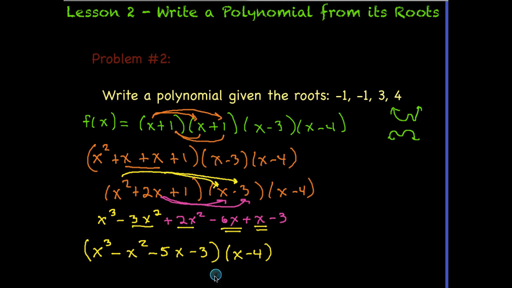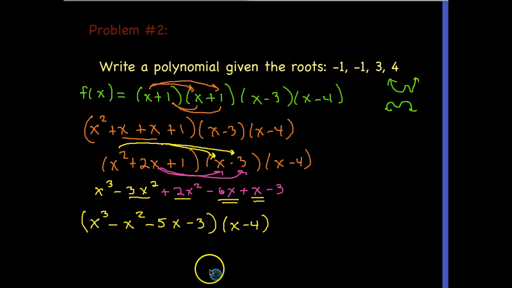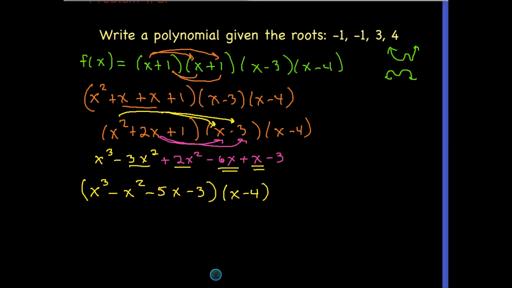So we're going to do it exactly the same as we did the last time. We're going to take each one of these terms and multiply it by each one of these terms, called distribution. All right, let's go then. So we have x cubed times x, which gives us x to the 4th. X cubed times negative 4 is negative 4x cubed.